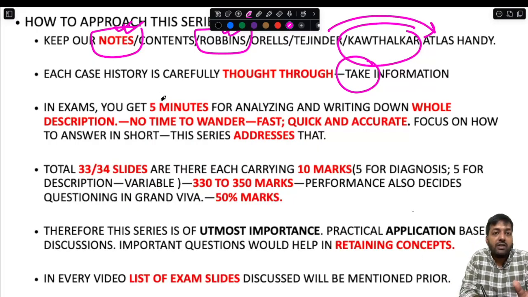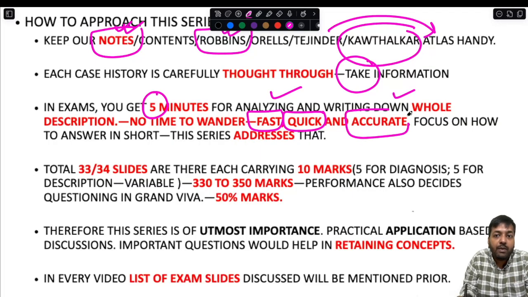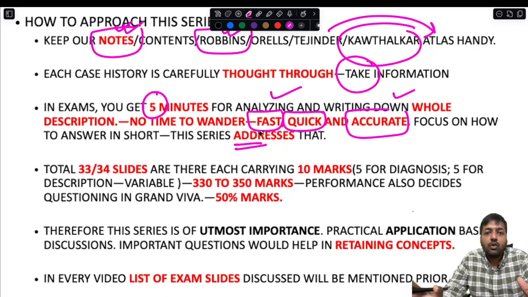In the exams, remember, you get 5 minutes for analyzing and writing down the whole description. There is no time to wander in the exam. You have to be fast, you have to be quick, you have to be accurate. So focus on how to answer in short. So this series is going to address that only. Okay. So what we are going to do is, we are going to do a very rapid revision of whatever we have already read.